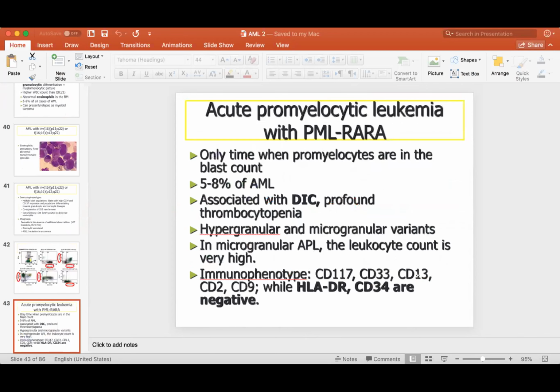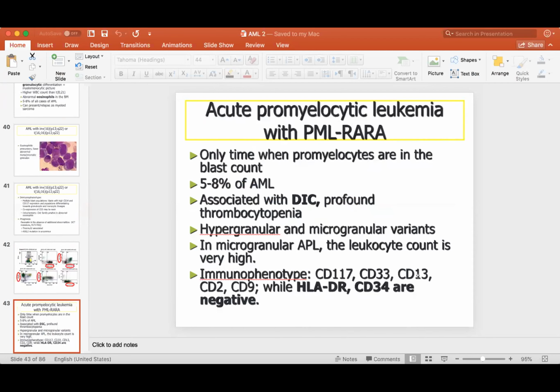The third type of acute myeloid leukemia, still in the group of acute myeloid leukemia with recurrent genetic abnormalities, is acute promyelocytic leukemia with PML-RARA. This is the third type of acute myeloid leukemia that can be diagnosed without 20% blasts. It's also the only time the promyelocytes are included in the blast count. This is an emergency and has to be recognized immediately because the patient is prone to DIC, or disseminated intravascular coagulopathy, and it could be life-threatening, although with treatment it has a very favorable prognosis.